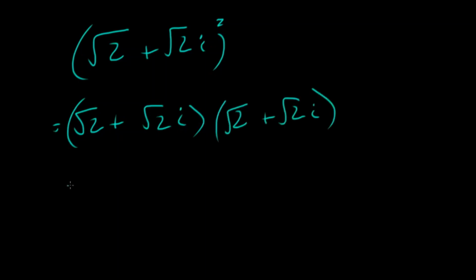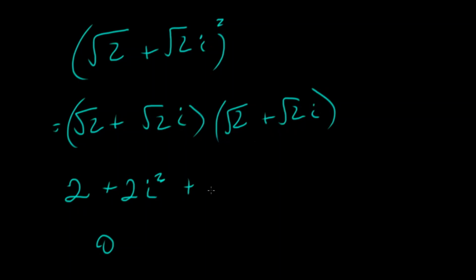Right, root 2 times root 2, that's 2. Right? Root 2i times root 2i, that's going to be 2i squared. Right? 2 plus 2i squared, that's going to become 0, by the way. But let's get to that in a second.